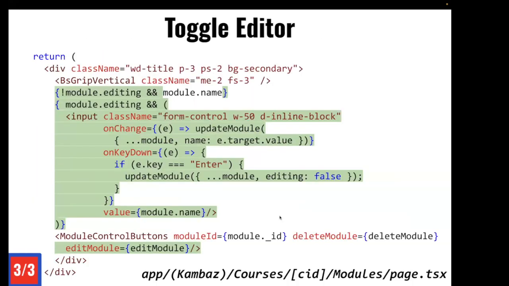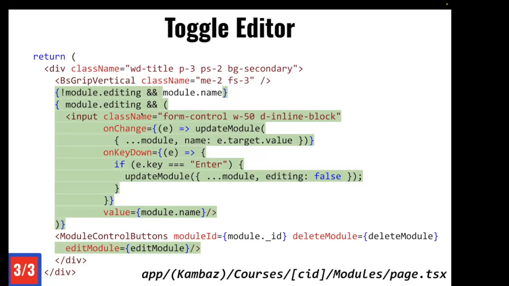Now, back in the input field, where we are displaying the module as we're iterating over the modules, we're going to use the new field editing to drive whether we display the name of the module or an input field. So if the editing module is true, then we display this input field. But if it's not true or even non-existent, then we just display the name of the module. So either one or the other.